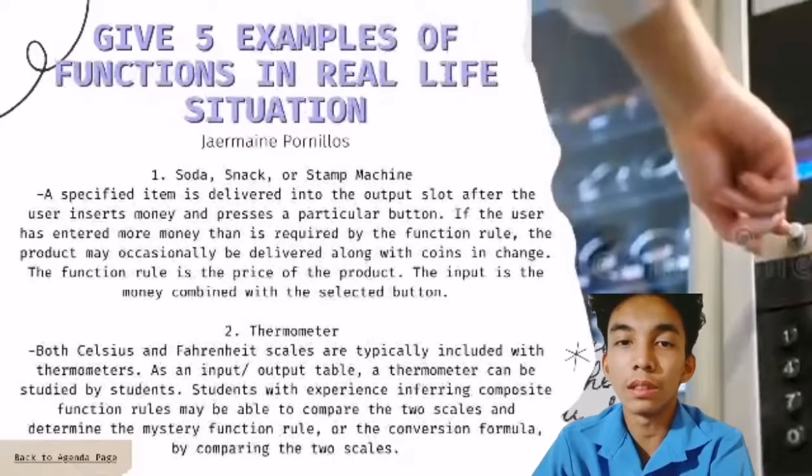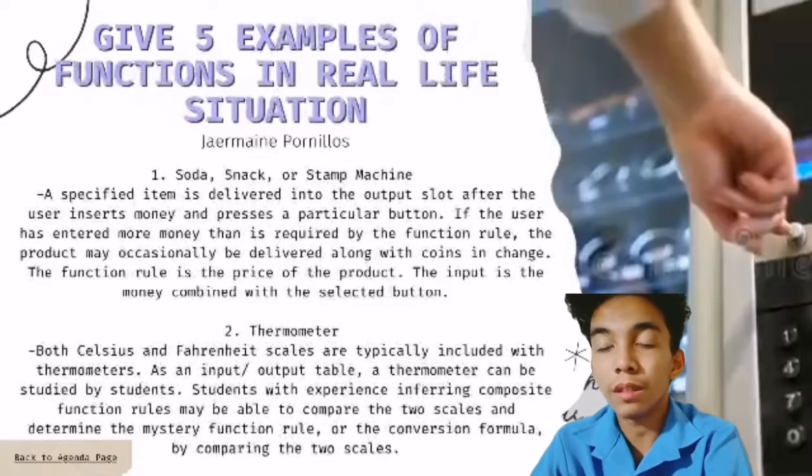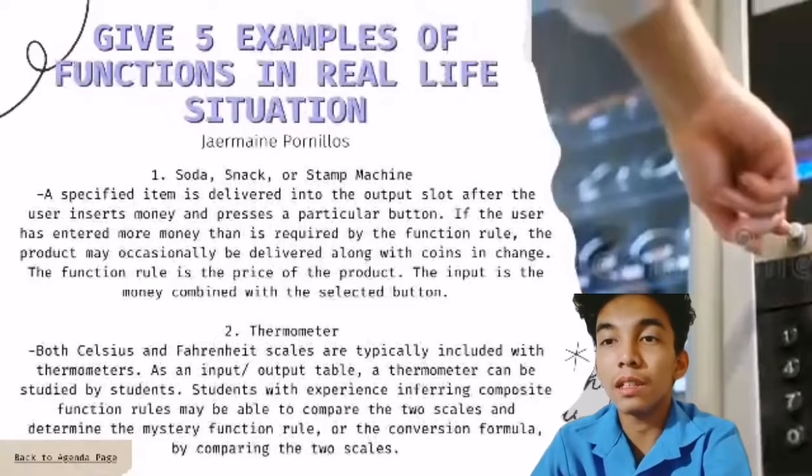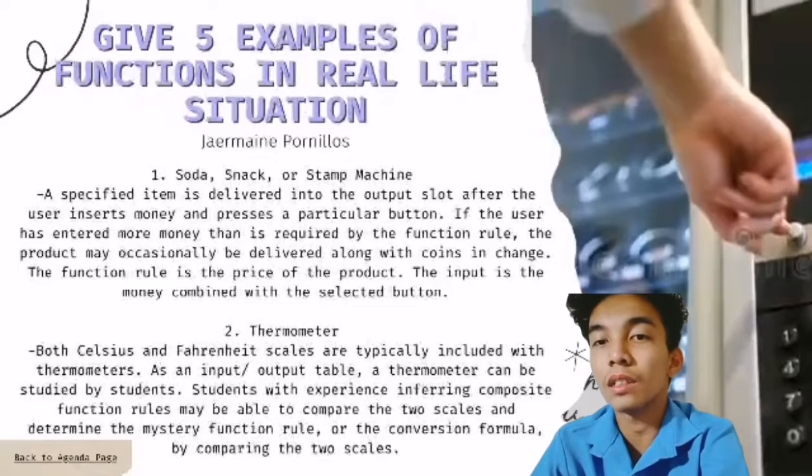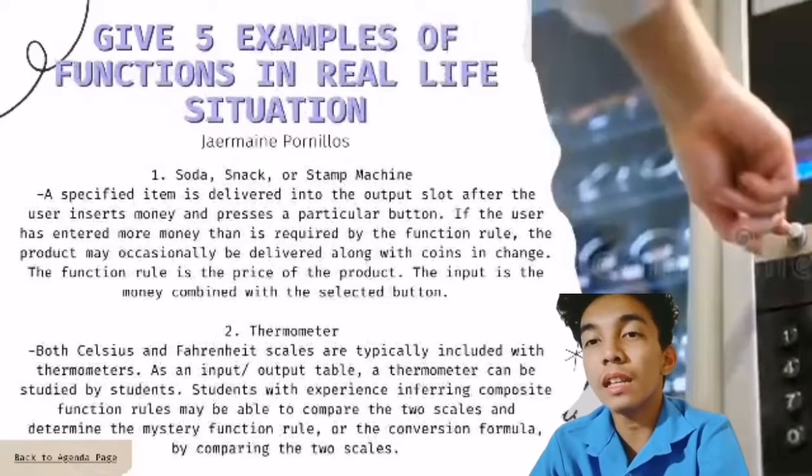Number 1. Soda or snack machine. A specified item is delivered to the output slot after the user inserts money and presses a particular button. If the user has entered more money than is required by the function rule, the product may occasionally be delivered along with the coins as change. The function rule is the price of the product. The input is the money combined with the selected button.